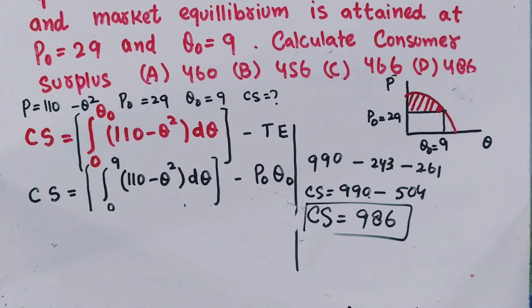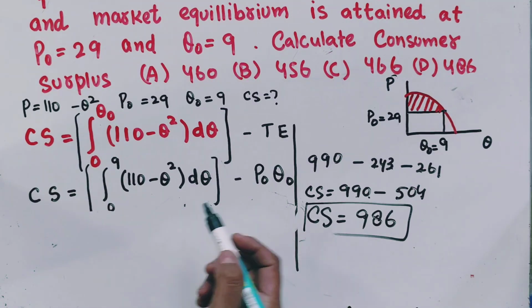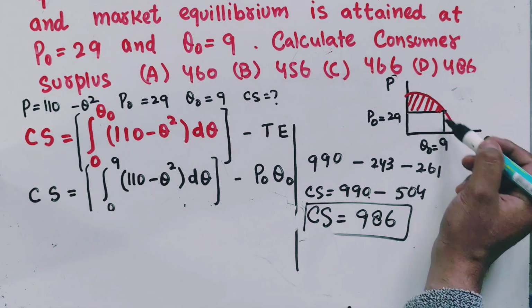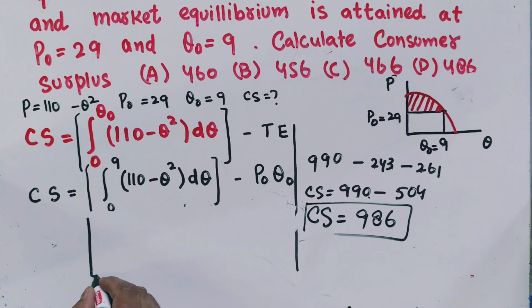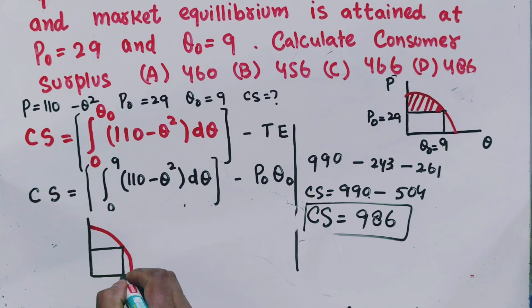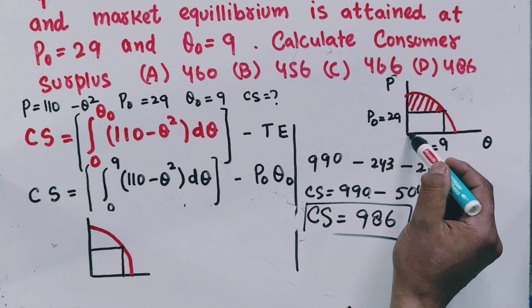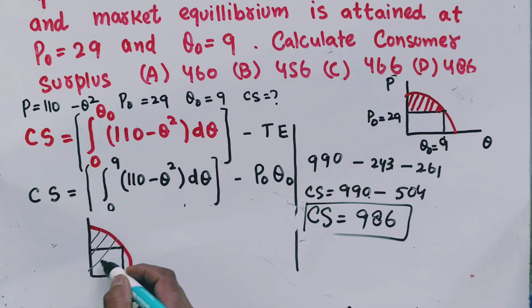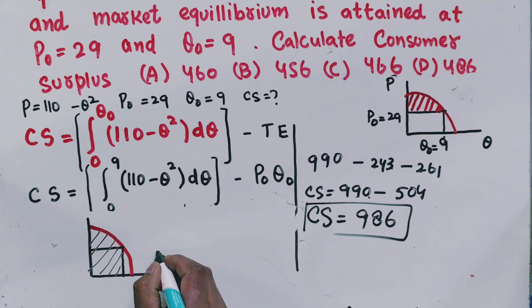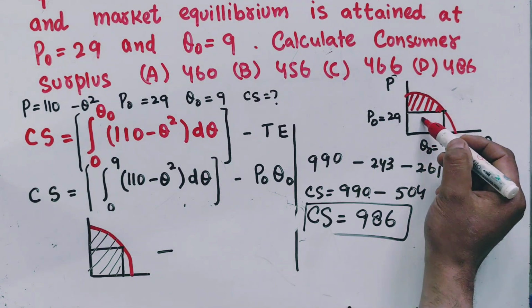Graphically, since we are supposed to find the area of this red region, this term shows us the area of this whole region up to Q, if I can draw it correctly here. So first we have this demand function. First, we integrate it from 0 to 9, that is, first we find the area of this whole region. From this we subtract the area of this region.